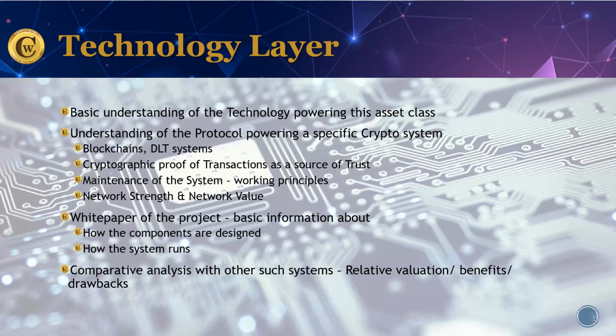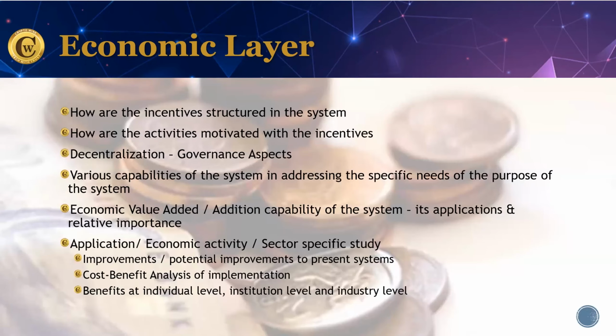To understand the technology layer and the indicators in the technology, it is very important that you download the white paper of the project and collect all the basic information about it, like how the components are designed, how the system runs, and so on. And then you do a comparative analysis with other such systems. So relative valuation you will get to know, relative benefits, what the drawbacks are, all this you will find out. The second layer which we find in cryptographic systems is the economic layer.